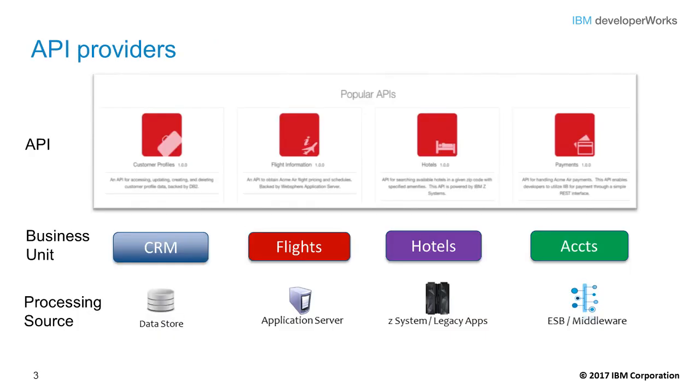Here we see that the APIs offered by our example Acme Air Corporation are actually provided by 4 different business units of the enterprise. Each unit is using their own unique processing source to provide the resources made available through the API. It is for this reason that Acme Air chose API Connect, because of its ability to access all of these different kinds of processing sources and still offer a uniform API for each type of information.